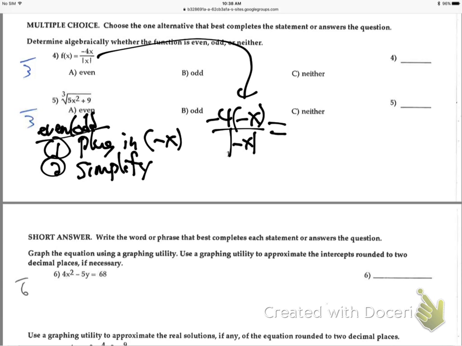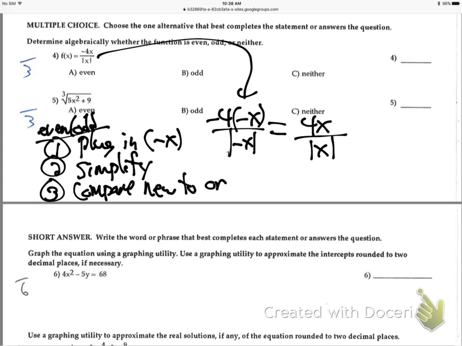So how does that simplify? Well, 2 negatives make positive. Absolute value negative vanishes, right? Step 3, now you compare the new one to the original. Well, let's just do it this way.